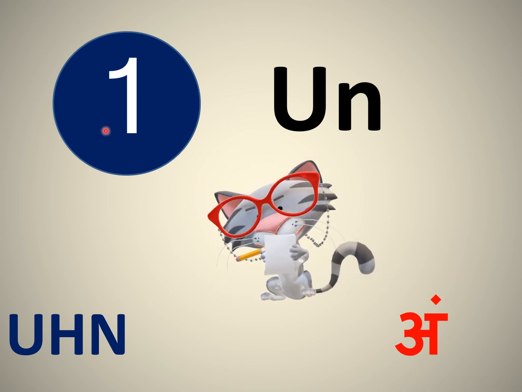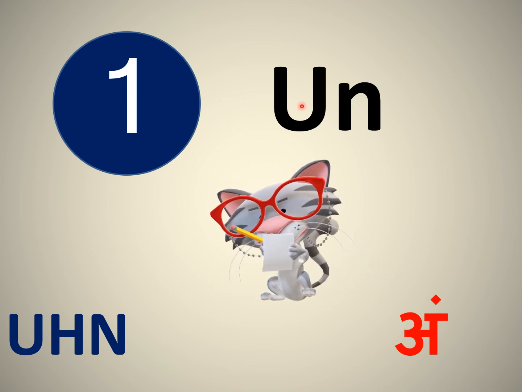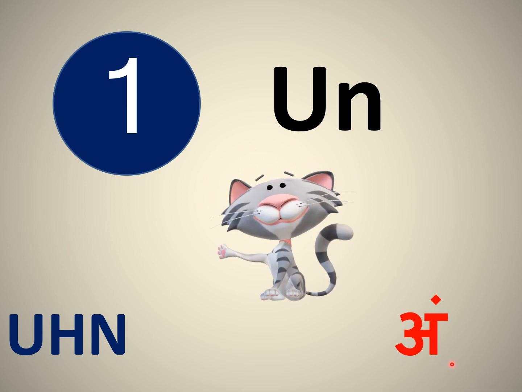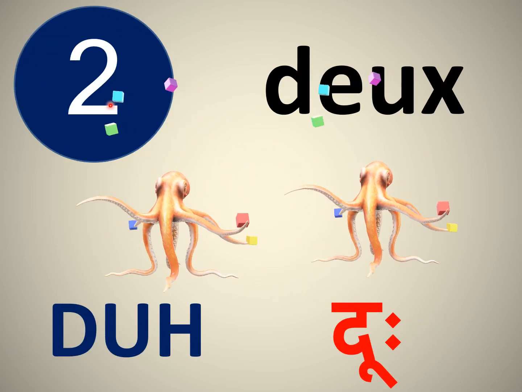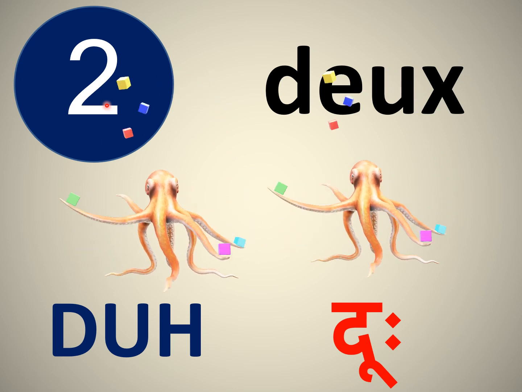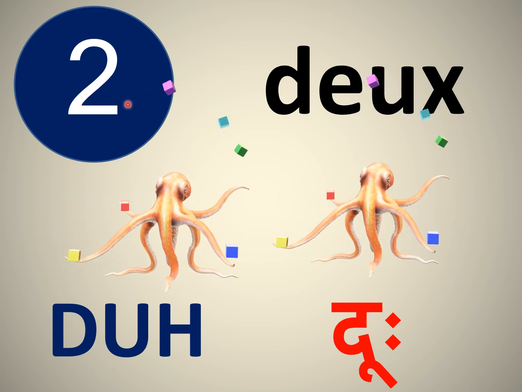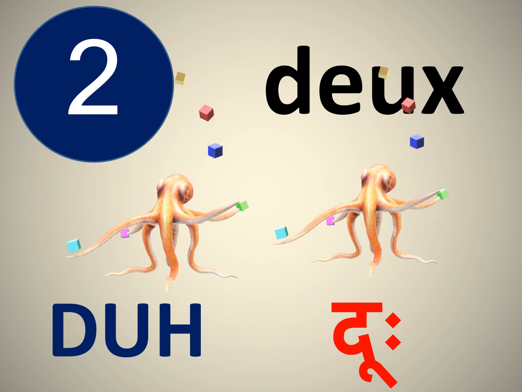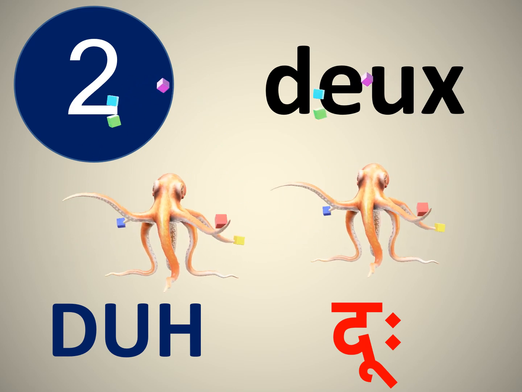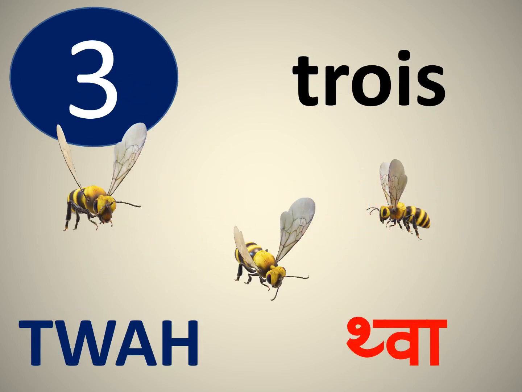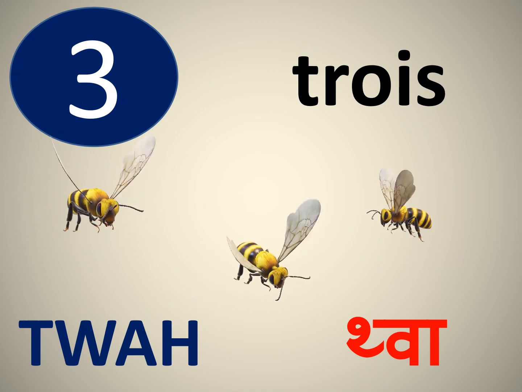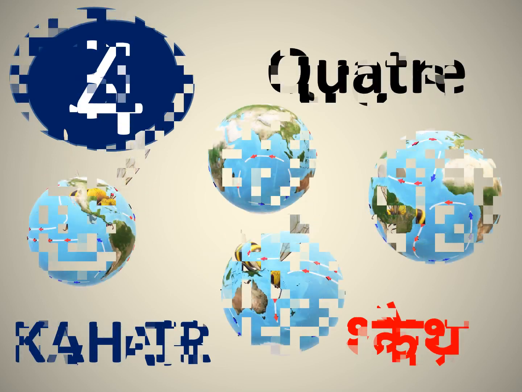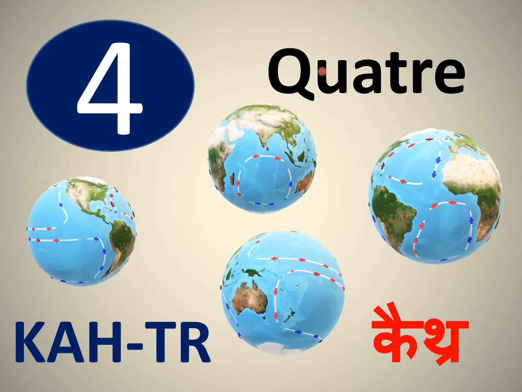Next is one, pronounced as un. Two is pronounced as deux. Three, trois. Four, quatre.